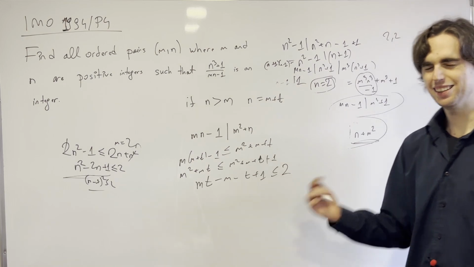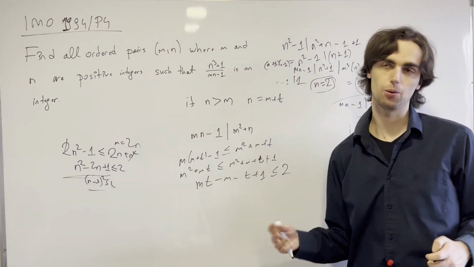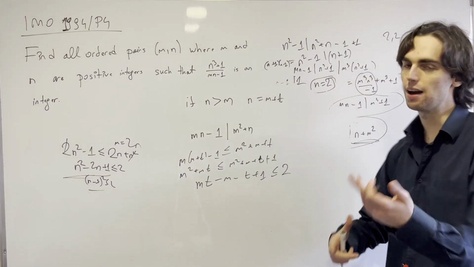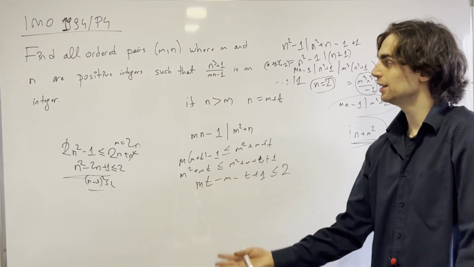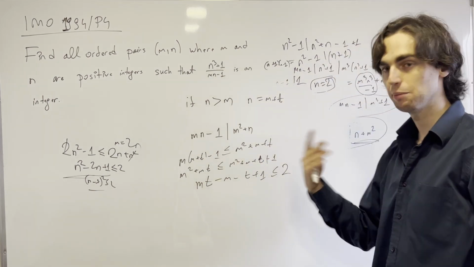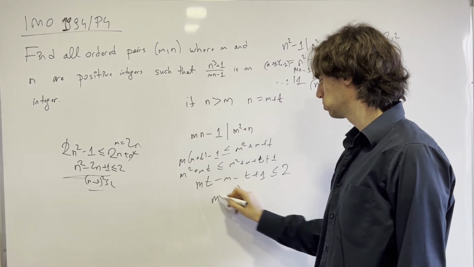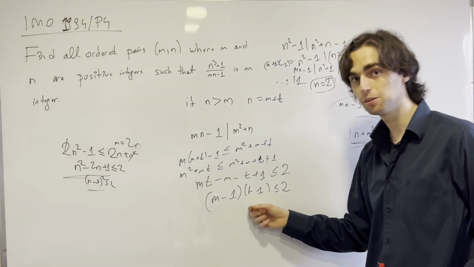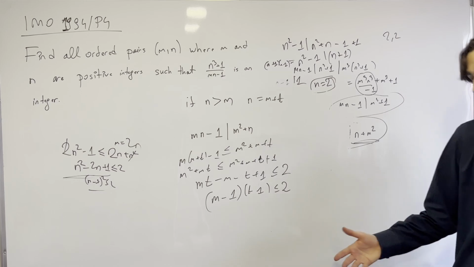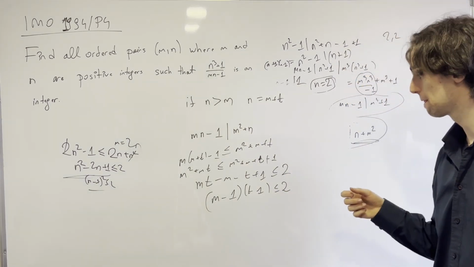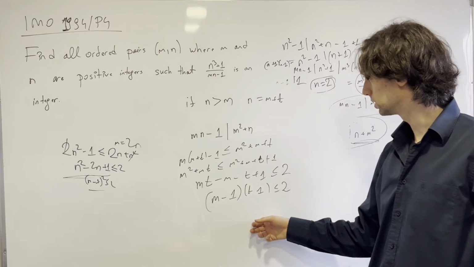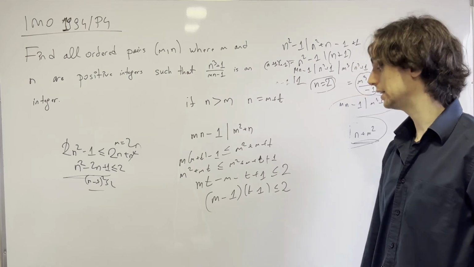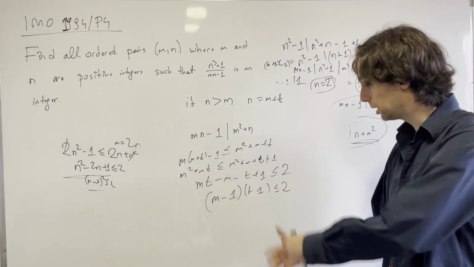Why did I write it like this? If you have a times b and a plus b, or k times a, plus k times b, you can factor this. It's a thing you get from practice. You just see this time and time again. And you have this is m minus 1 times t minus 1 less than or equal to 2, which means what? Well, it means that either t is equal to 1, or m is equal to 1, or they can both be equal to 2. Those are the possibilities this gives you.